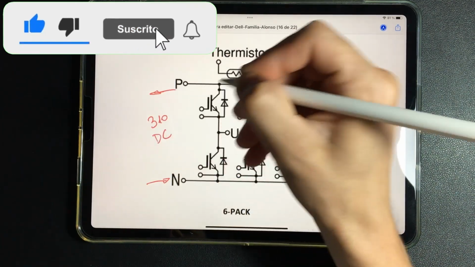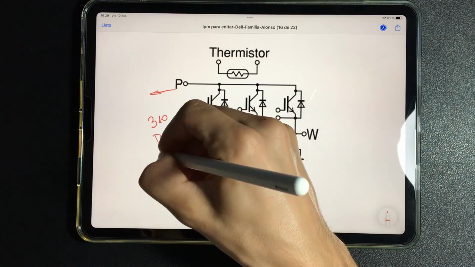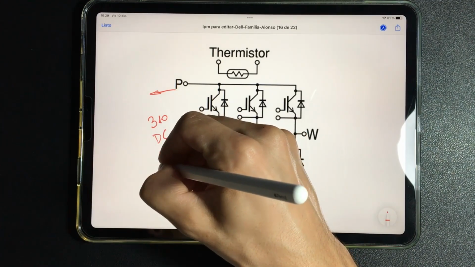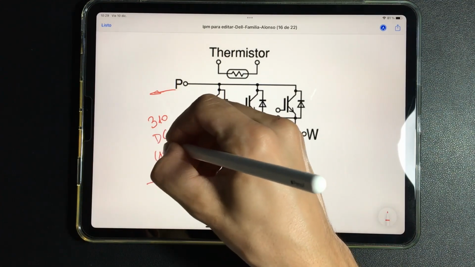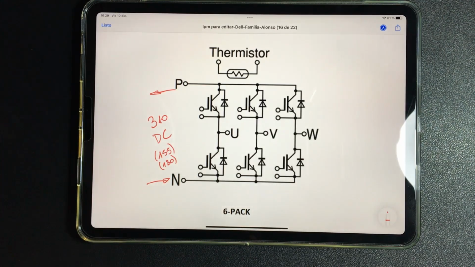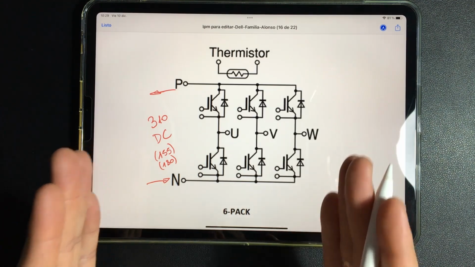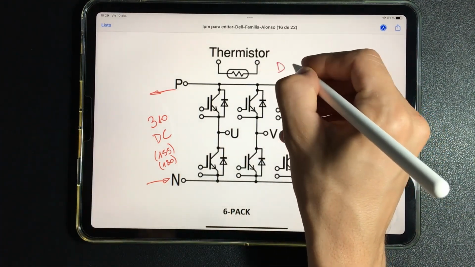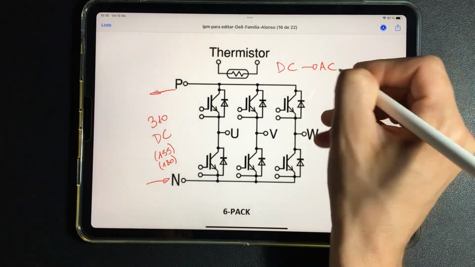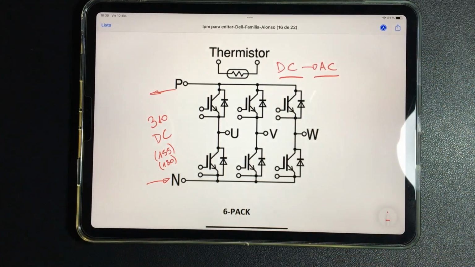And at this point is where we have the DC power supply of 310 or, depending on its voltage, 155 or 180 volts in DC, which comes rectified and everything prepared to create it in three-phase. This device will transform the DC current into AC. That is why the IPM is the main component that gives the name to the inverter.